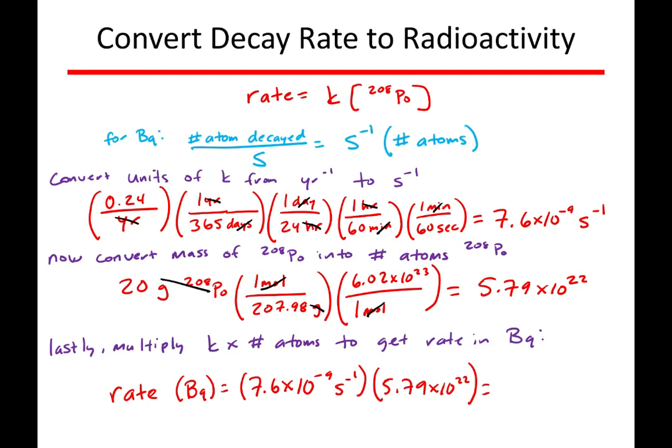When you multiply all of that together, what you're going to get is 4.4 times 10 to the 14 disintegrations per second. And that's written as seconds to the minus 1, or you could write it as becquerel. So 4.4 times 10 to the 14 becquerel is our radioactivity for this sample. And there it is. All right, in our next video, we're going to talk about how you can use radioactivity values to do radiocarbon dating, or how to do isotope dating.